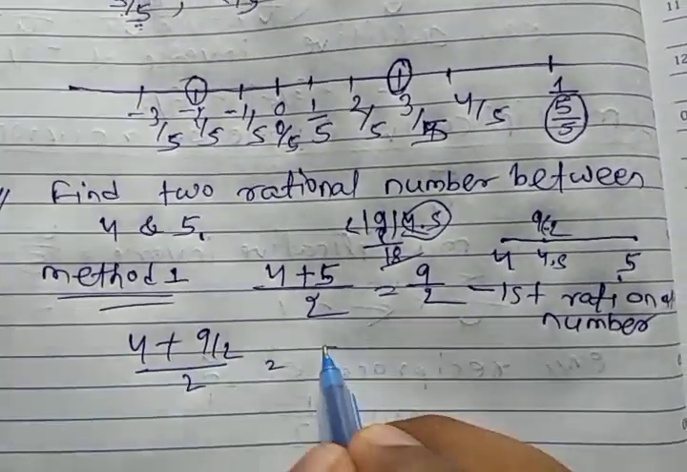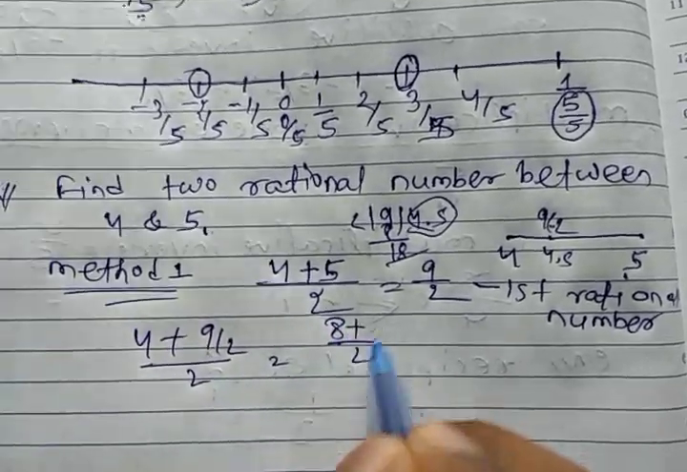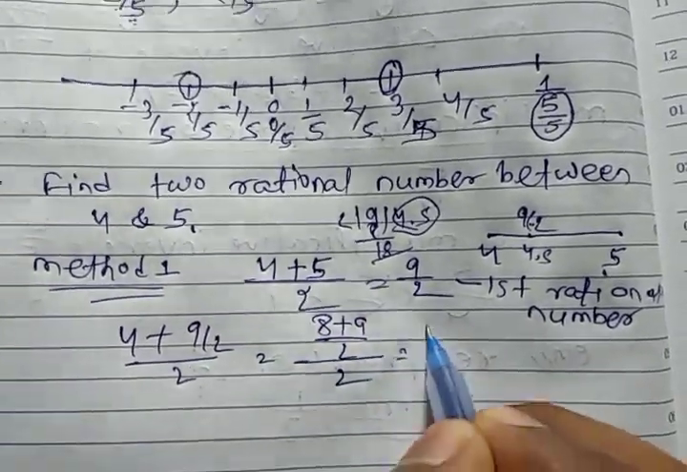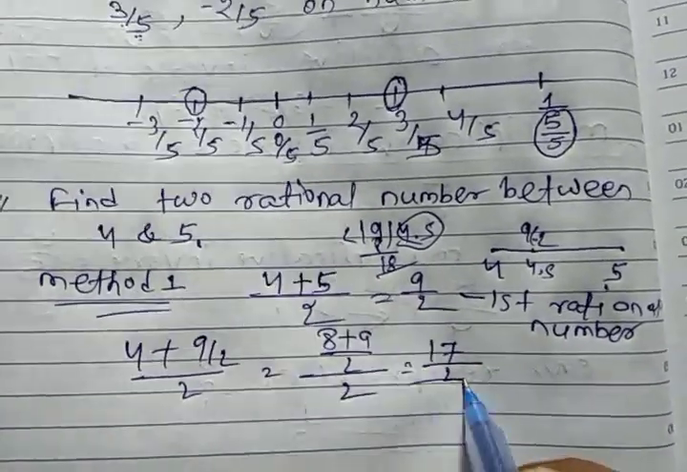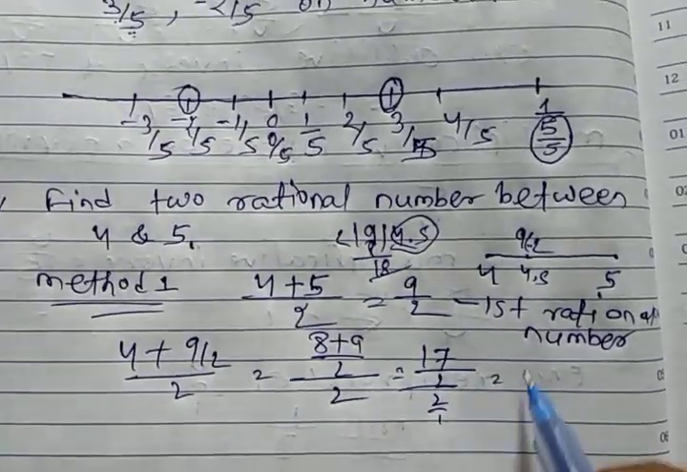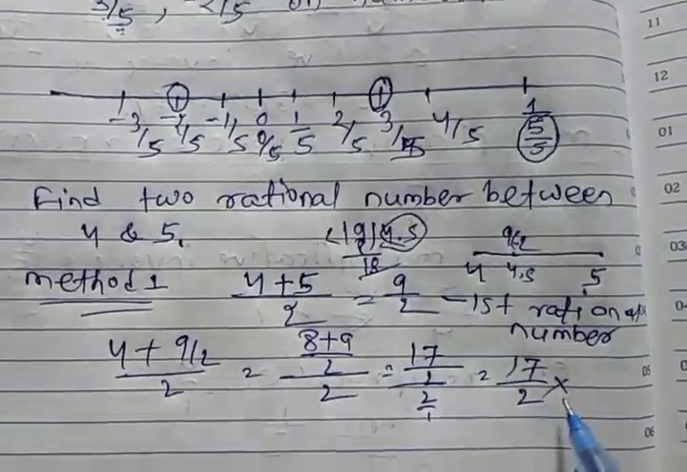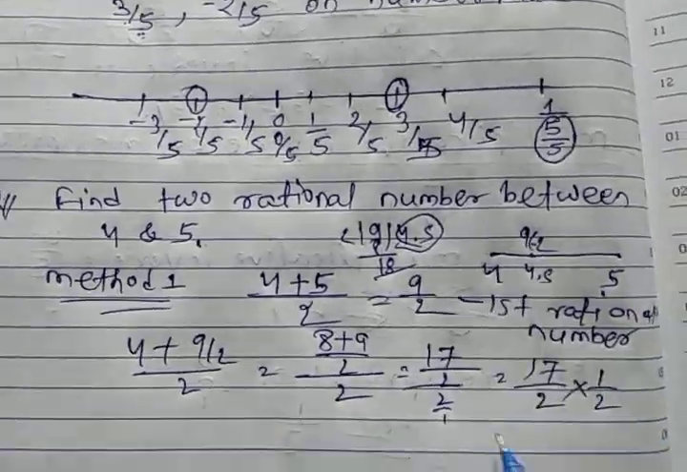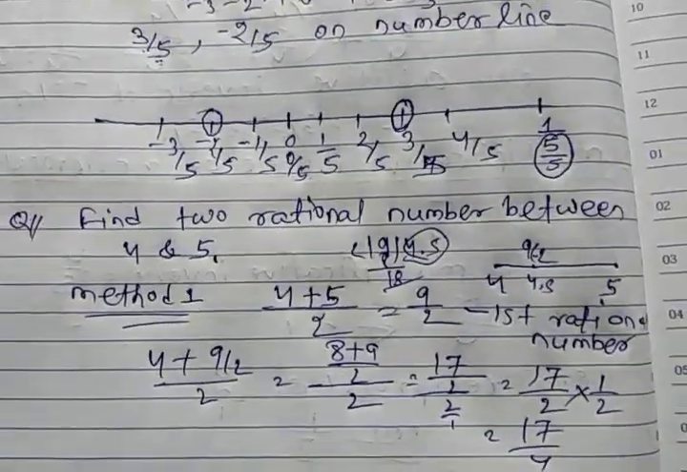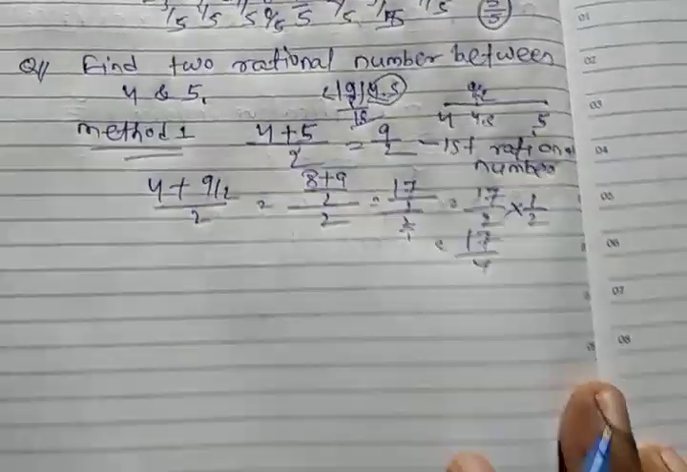First we solve this: 2 fours are 8, plus 9, gives 17 by 2, then by 2. That is 17 by 2 into 1 by 2, which is 17 by 4. The second rational number. This is the first method.